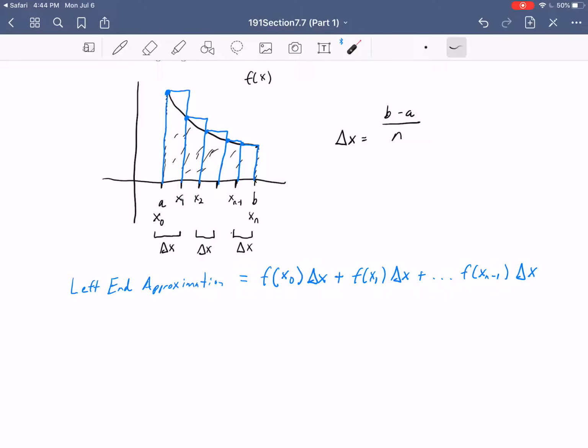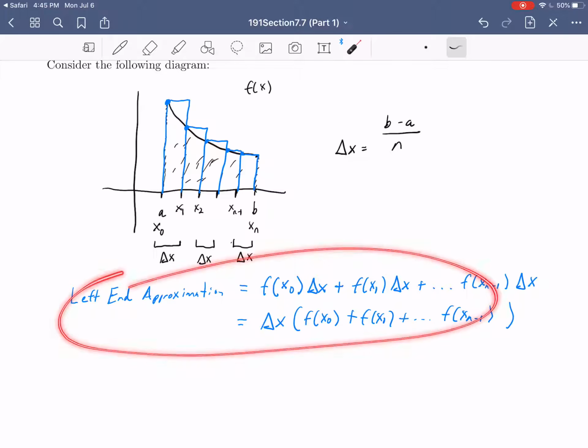Now, probably some of us know a nice cleaner formula for this. What you could do is factor out that delta x, and you could get delta x times f of x0 plus f of x1 plus dot dot dot f of x n minus 1. So that's usually how we formulate the left end approximation. Okay, so that is your left end approximation.